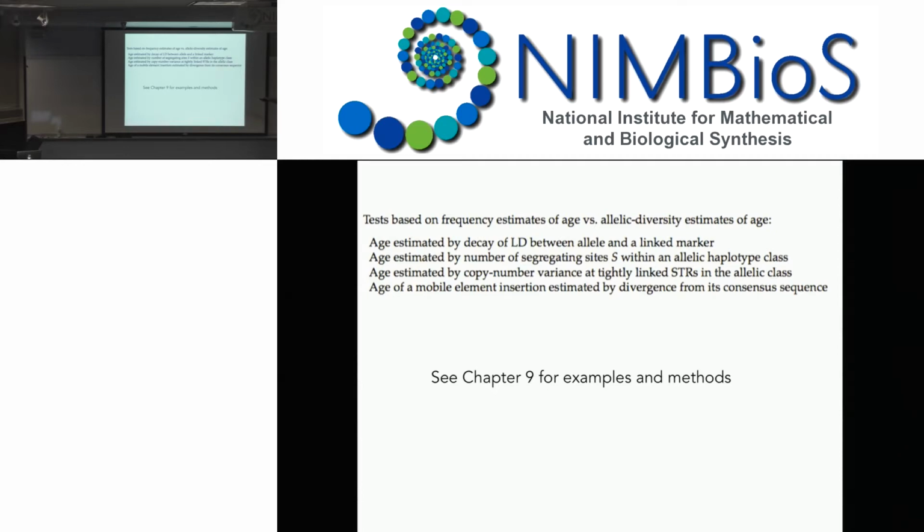So I talked about these earlier. I can estimate age by LD decay between a linked marker and a site. I can look at the number of segregating sites around that haplotype, use that to age it. I can look at copy numbers at STRs. I can look, for example, at the age of the mobile element. So the mobile element hops in, like the hopscotch element that gave the mutation giving TSNT branch 1.